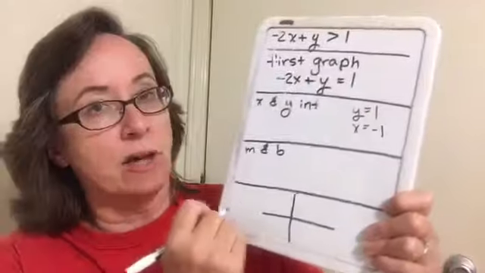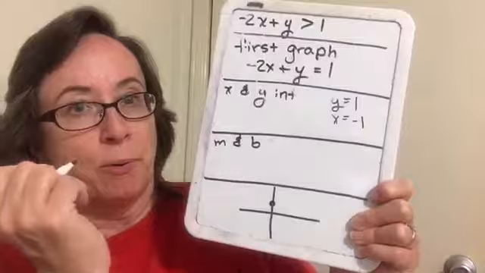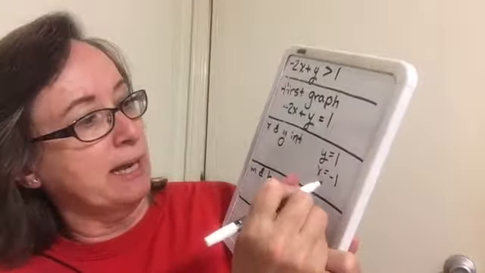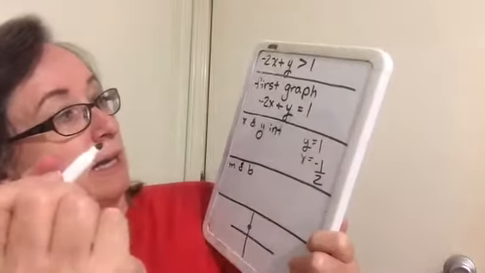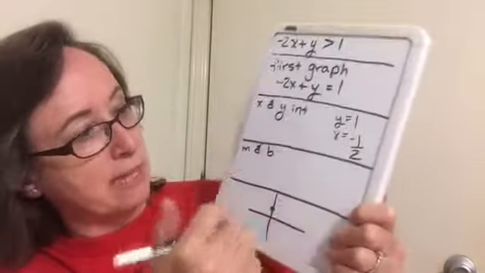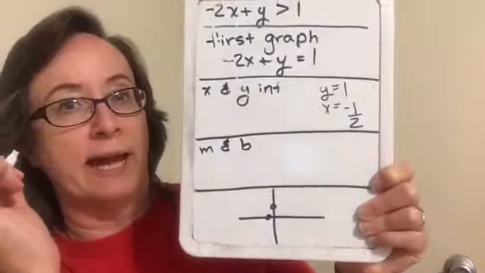All right, so my y-intercept is 1. So I'll put a point on 1. My x, oops, it was negative 1/2, wasn't it? I didn't write that correctly. Yes, negative 1/2. So the x-intercept is negative 1/2, so I'll put a little point there with the negative 1/2.